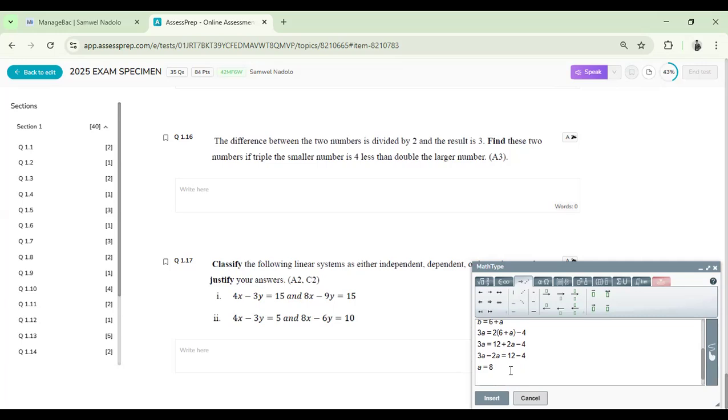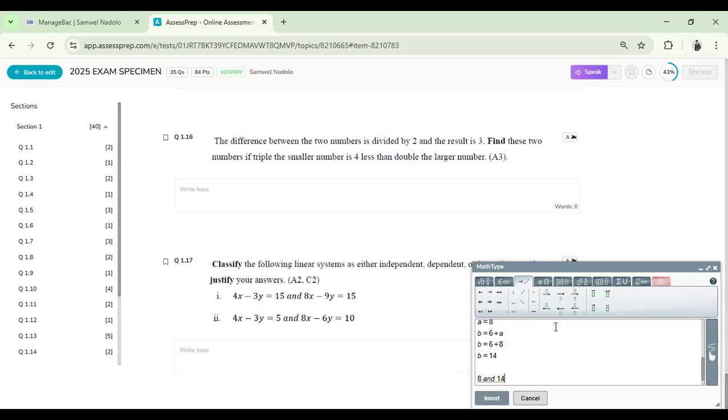So A is 8, but remember we said B is 6 plus A. So B is equal to 6 plus A, and A is 8, so 6 plus 8 is 14. And our B is 14. So the two numbers are 8 and 14. You can prove your answer is correct.